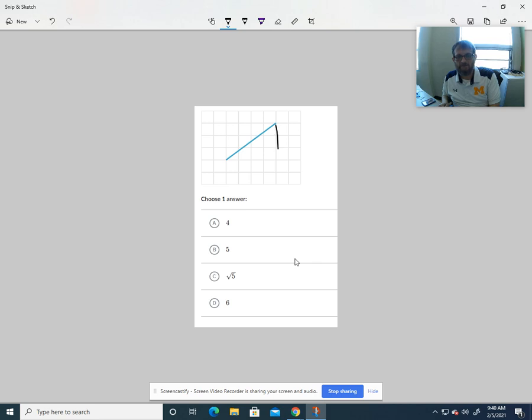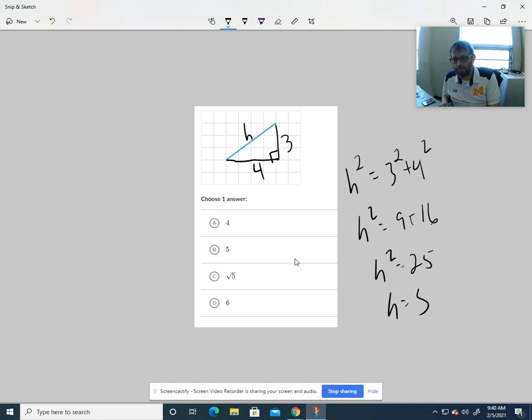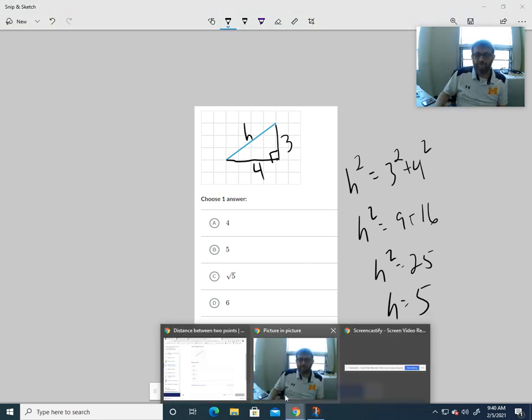Again, we have a nice right triangle. Now, maybe he's doing it exactly the way I'm doing it, I don't know. This is 3 units. This is 4 units. That's a right angle. That's my hypotenuse. H squared equals 3 squared plus 4 squared. H squared equals 9 plus 16. H squared is 25. The square root of 25 is a nice number. It is indeed 5.